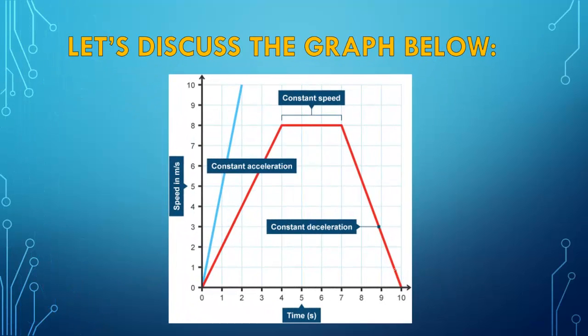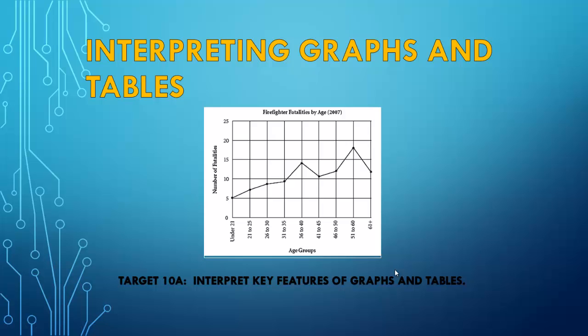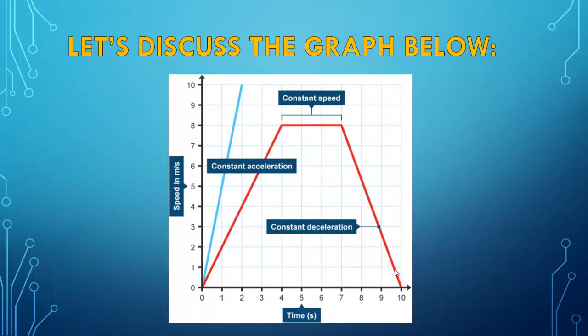All right, so final unit. This is 10A, and let me go back there real quick. We're interpreting key features of graphs and tables. So you've kind of done this before. If you look at this graph, it should look somewhat familiar.